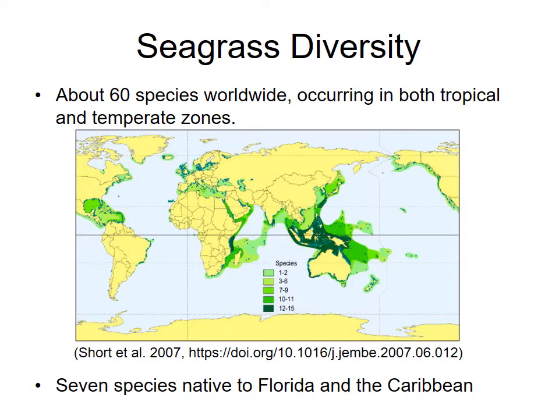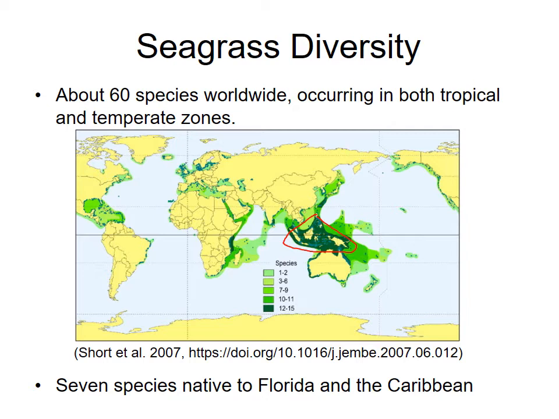So seagrasses today are represented by about 60 different species that are found in tropical and temperate waters over most coasts of the world. There may be a few additional places where seagrasses occur that just haven't been documented or studied yet, but you can see that most parts of the world have just kind of like 2 to 5 species of seagrasses, but there are a few seagrass species hotspots in the world, like the Indo-Pacific, which is also a hotspot of coral species diversity, is a hotspot of seagrass diversity.